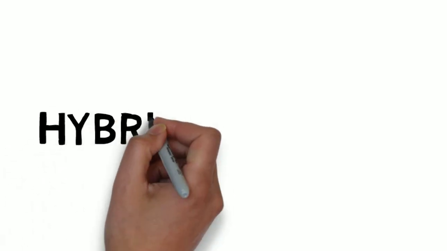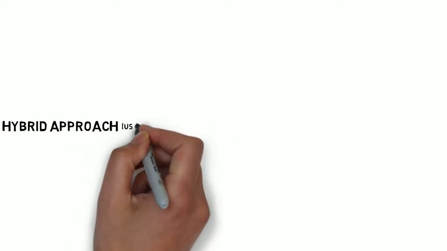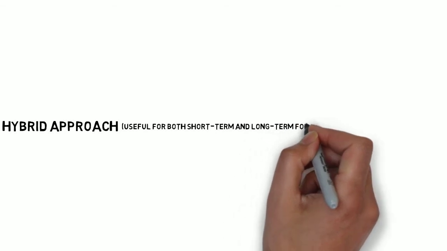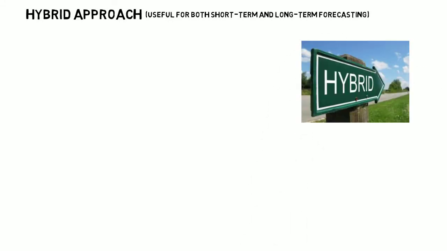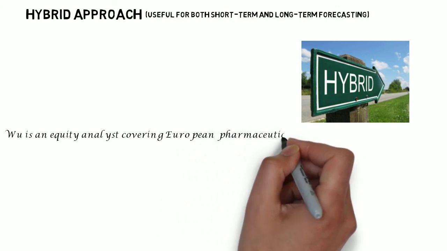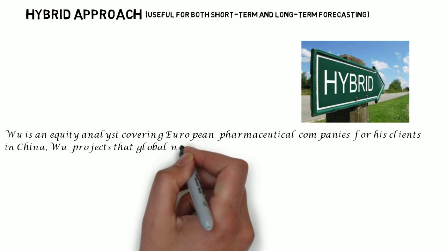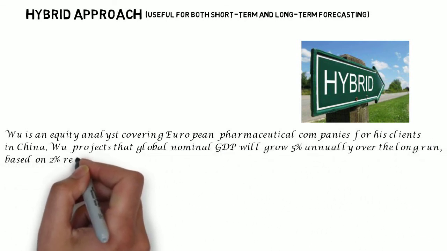Finally, a hybrid approach combines elements of both top-down and bottom-up analysis and can be useful for uncovering implicit assumptions or errors that may arise from using a single approach. Continuing with our previous example of the Dutch biopharmaceutical company, let's assume there's an analyst, Wu, following European pharmaceutical companies for his clients in China. Wu projects that the global nominal GDP will grow at 5% annually over the long run.